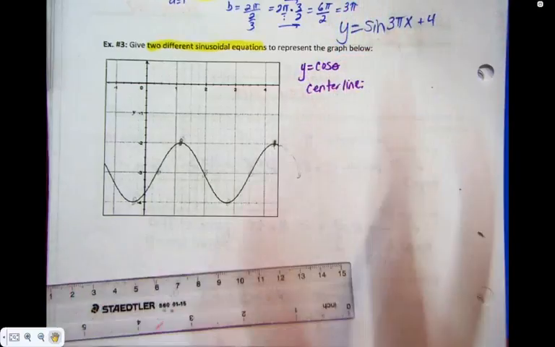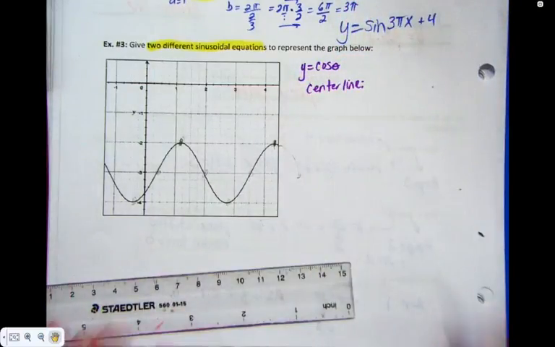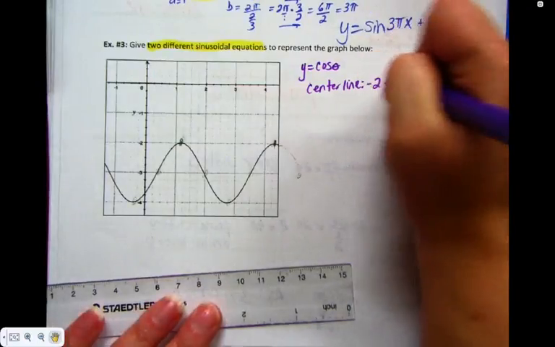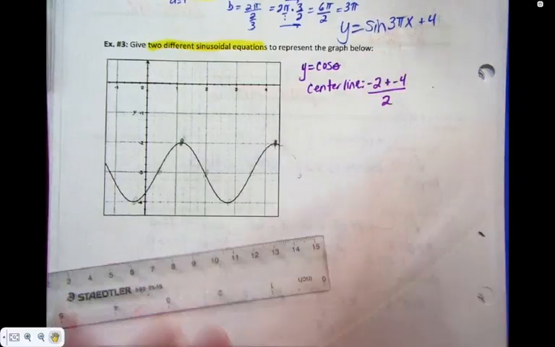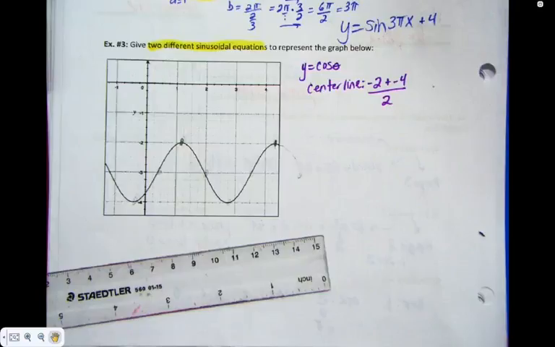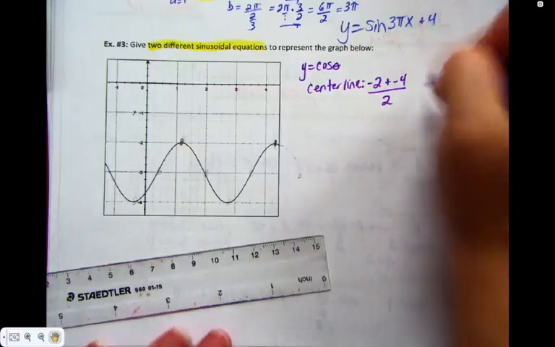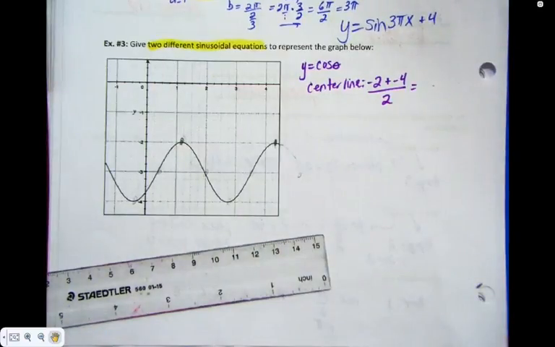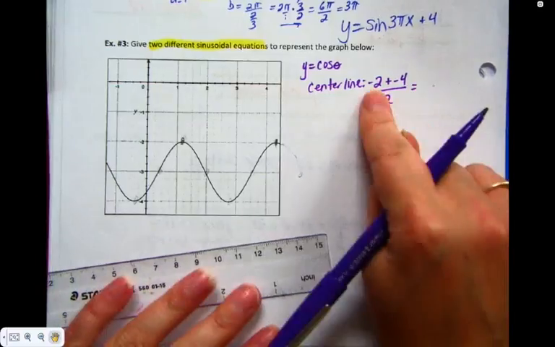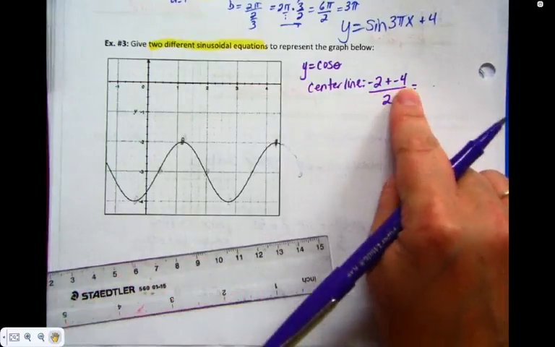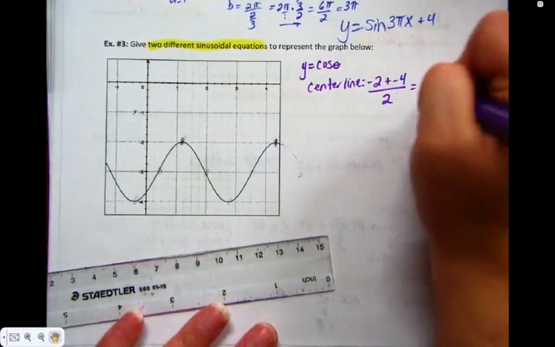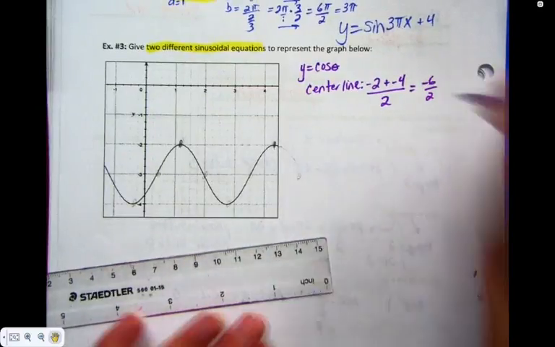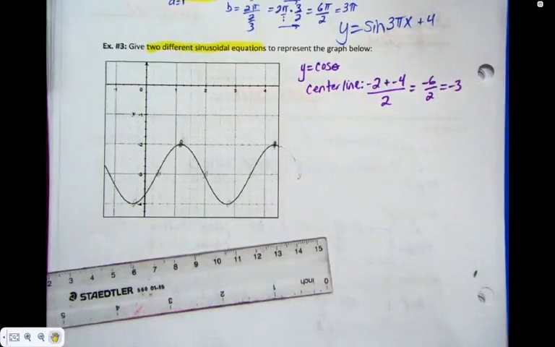And if you can see it, you don't need to write down the formula. I'm just showing you where it comes from. It's -2 plus -4 divided by 2. So halfway between -2 and -4. You can probably see that's -3, but let's just prove it. -2 plus -4 would be -6. -6 divided by 2 is -3.